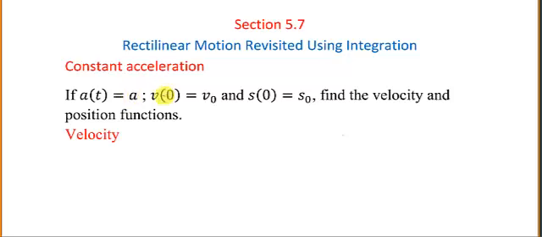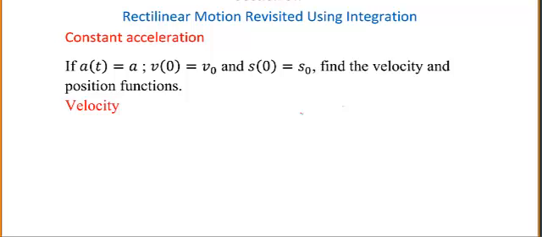All right, and that v at time 0 is v sub 0, and also s at time 0 is s sub 0. What we want to do is find the velocity and the position functions. So let's first of all look at the velocity function. Well, the velocity function is an antiderivative of the acceleration function.